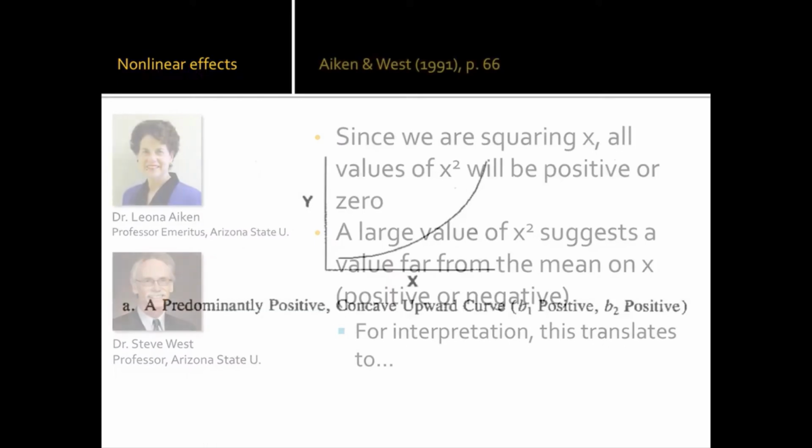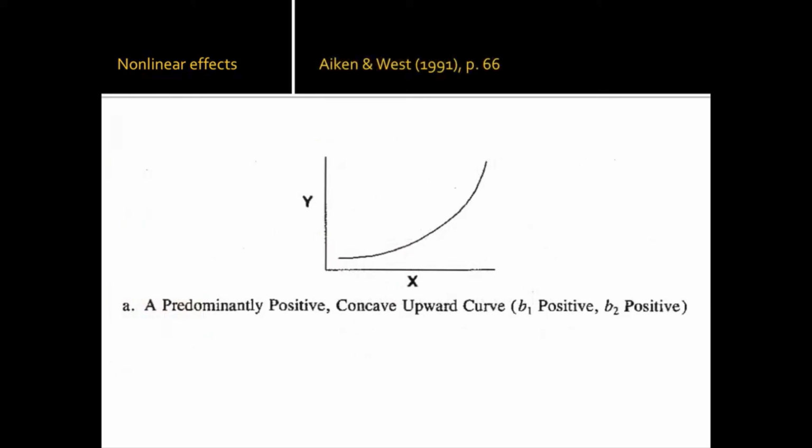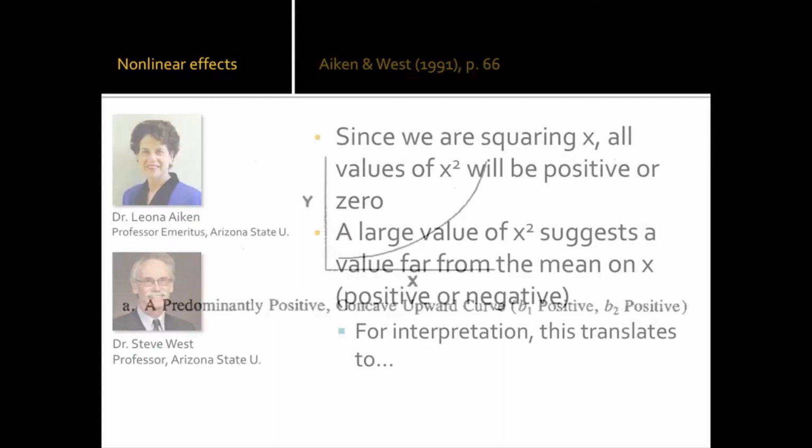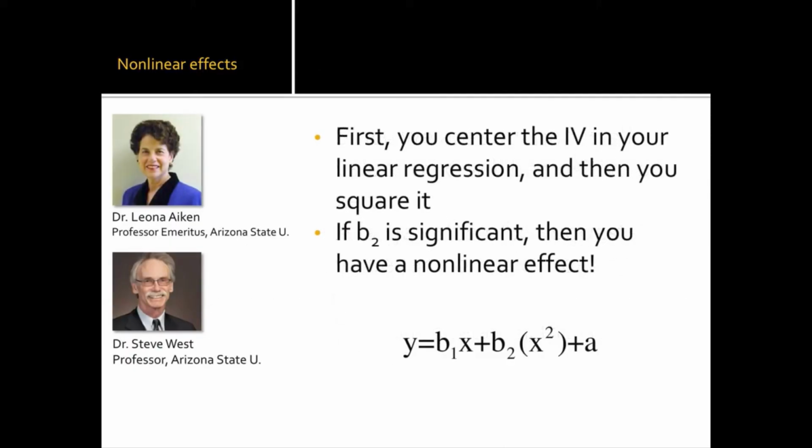The rules of thumb are as follows. So if you get a b1 that's positive and a b2 that is also positive, that suggests a curve that looks like this, sort of concave upward. And those b's, let me flash back to the equation here. The b1 corresponds to the x, that's just the linear term there that stays in the equation, and then the b2 corresponds to the x squared, which is the nonlinear term.